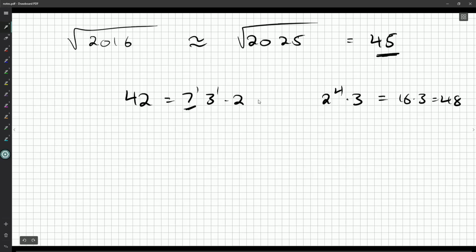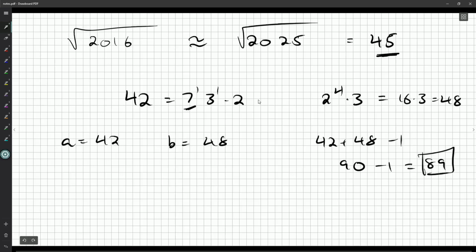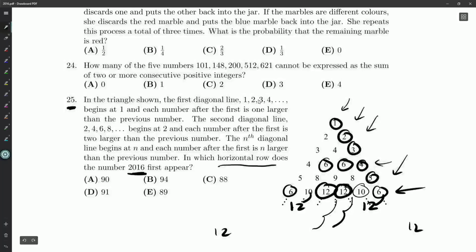Okay, so 42 and 48. All right, so what's that going to mean? I'll let my A be 42 and my B be 48. And what's the row that I'm going to find 2016 in? 42 plus 48 minus 1. So that'll be 90 minus 1, and so that'll be 89. Is 89 one of my possible answers? Absolutely it is. And the only thing smaller is 88. So I'm confident that I haven't missed anything out and that E is, in fact, the right answer.